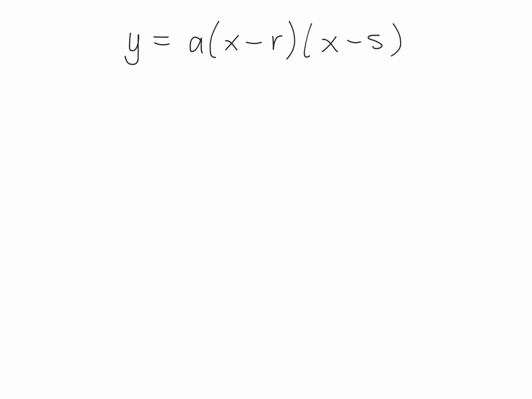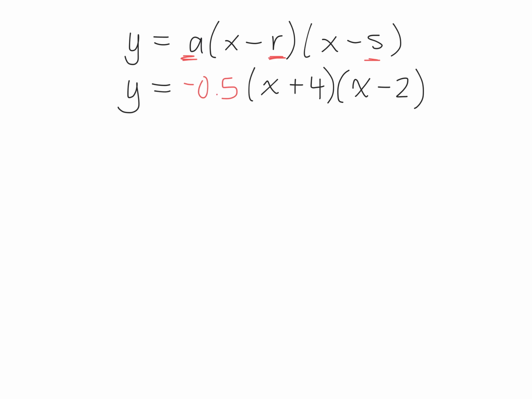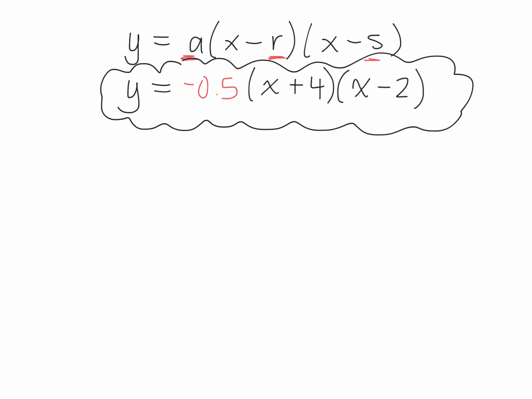The equation, all you're doing is replacing a, r, and s. It has to say y equals, what's a? Negative 0.5. Then it becomes (x plus 4)(x minus 2). Okay, so here's our equation written in factored form. But the question actually said, express your answer in standard form. To express this in standard form, what do we have to do with this equation? FOIL. Meaning expand and simplify.